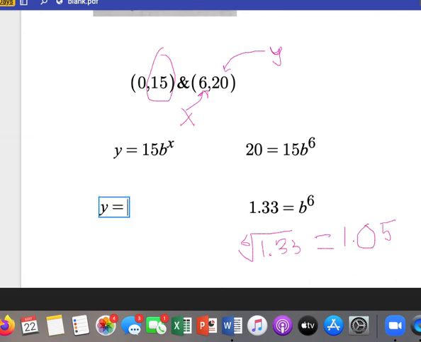All right, so I'm now going to go back, and I'm just about done. I'm going to write y equals 15 times 1.05 to the x. All right, and that would be my exponential equation.